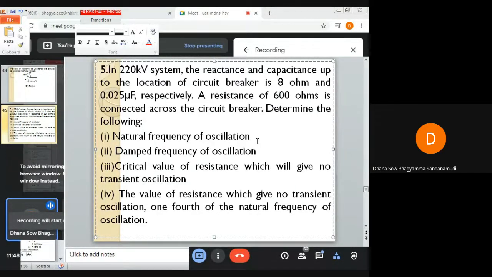across the circuit breaker. So whenever a resistance connected across the circuit breaker is mentioned in the problem, that means it is resistance switching. In this problem, you have to determine the natural frequency of oscillation, damped frequency of oscillation, critical value of resistance which will give no transient oscillation, and the value of resistance which gives no transient oscillation at 1/4 of the natural frequency of oscillation.